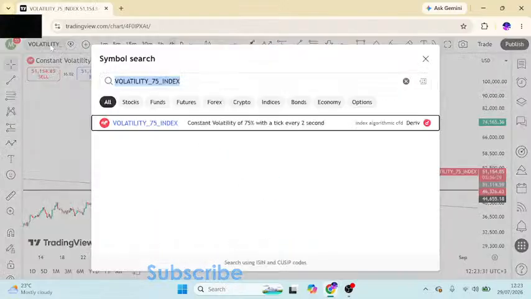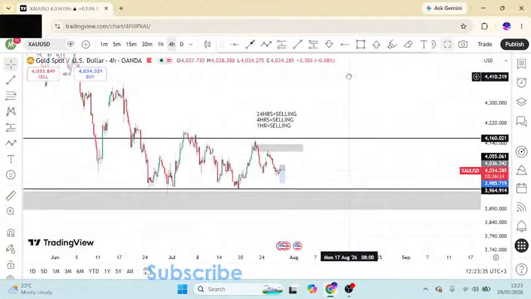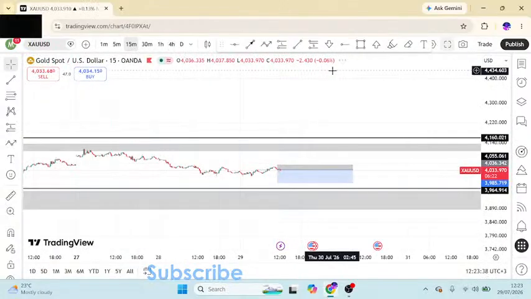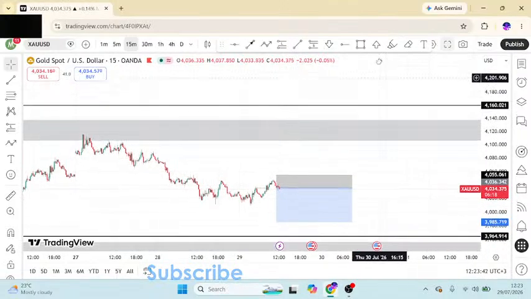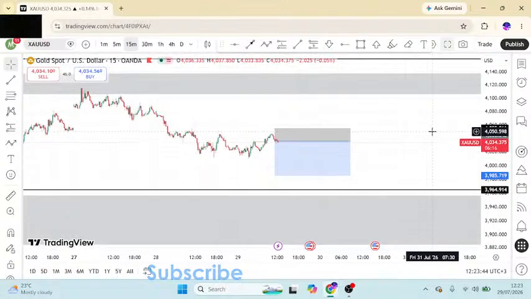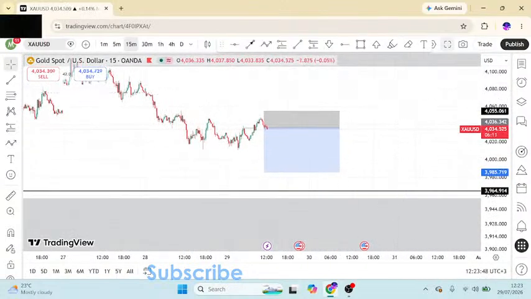So let's see on gold. Let's check on gold again. So our entry was on the 15 minutes time frame. Yeah, so that is what we are seeing. We are seeing a move there. We are seeing that move on gold.